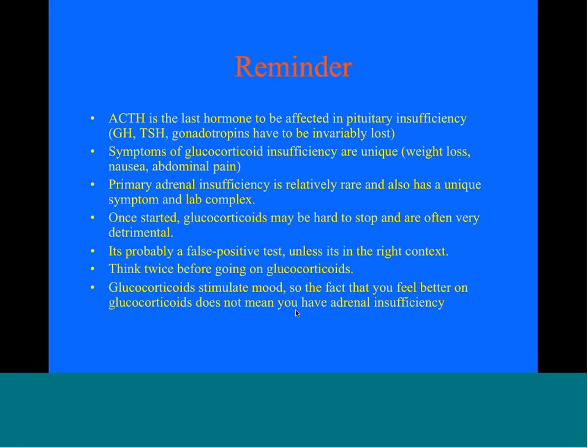Glucocorticoids stimulate the mood, so the fact that somebody feels better on glucocorticoids does not mean they really have adrenal insufficiency. The fact that they do a little better initially can't be used to prove the test.